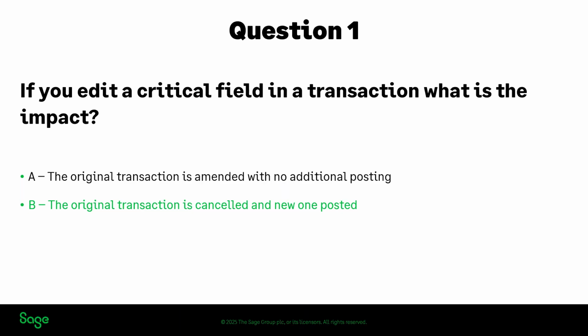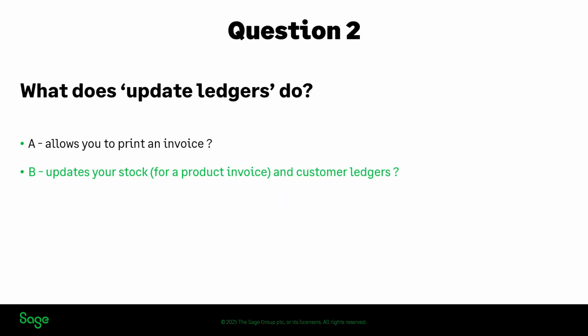Depends on the scenario. But the only time it would result in option A, where the original transaction is amended with no additional posting, is if you amend what you would term a non-critical field. So remember, the non-critical fields are things like the text-based fields. So reference, extra reference, details, and the description. Everything else pretty much regarded as being a critical field. So things like dates, values, nominal codes, tax codes. So well done if you got that one. I think everyone got that one right.